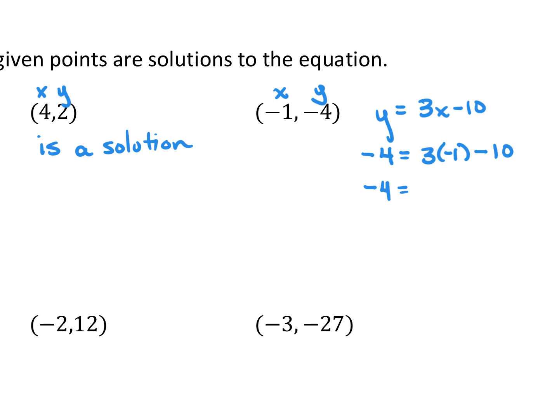Left side stays the same. On the right side, we get 3 times -1 is -3 minus 10. And if we combine that, we have same signs, so we are going to add and keep the sign. So is -4 equal to -13? The answer is no. And so (-1, -4) is not a solution.